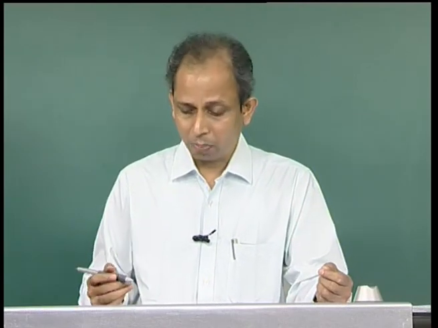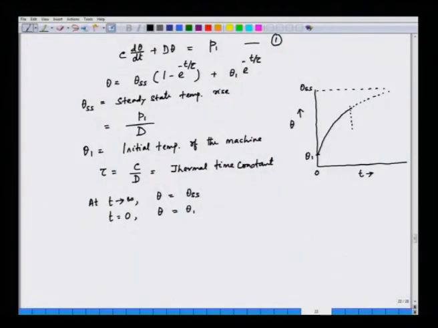Now, here if we start the cooling process, let us say at this instant, the load is thrown off. If the load is thrown off at, let us say, a temperature that is theta 2, the loss is reduced and hence the motor begins to cool. So, we can say that when the load is thrown off at, let us say, t equal to T1, it begins to cool.